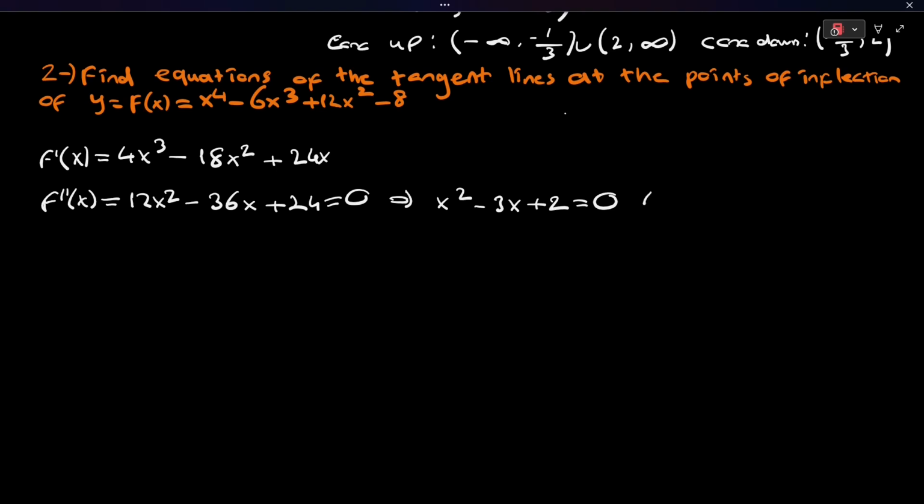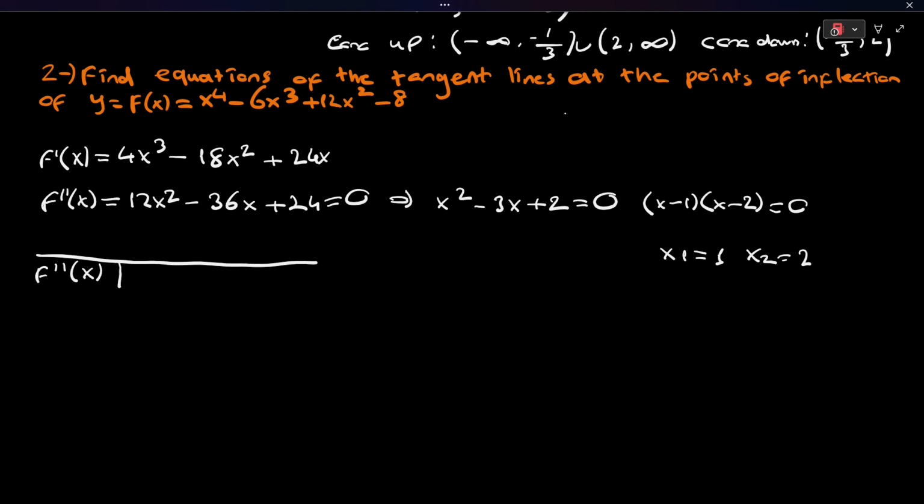This can be written as x minus 1 multiplied by x minus 2, which is equal to 0. First root x1 is 1, and the second root is 2. The question does not ask the concavity, but it's okay, since we're learning. The points are 1 and 2, right? Yep.